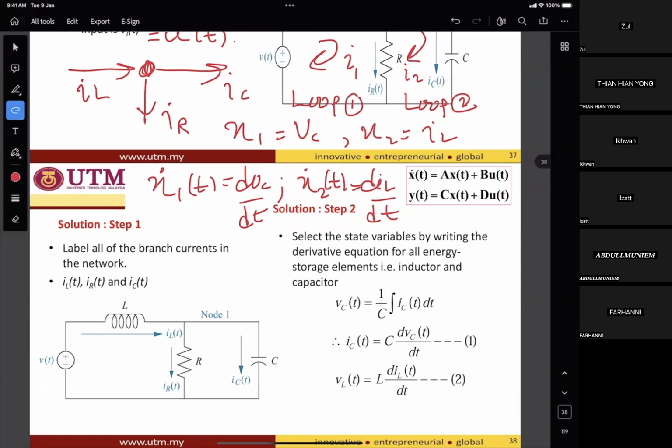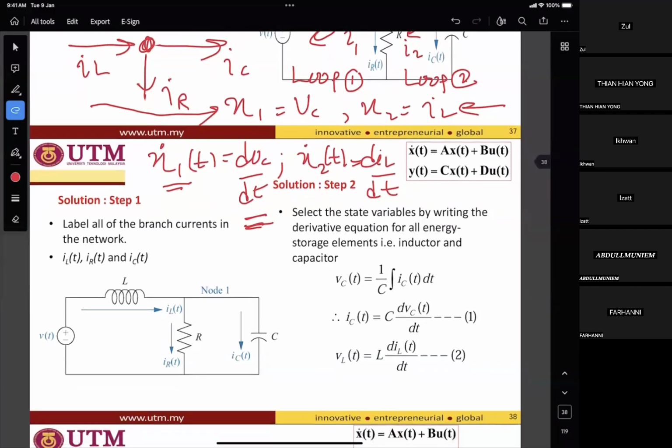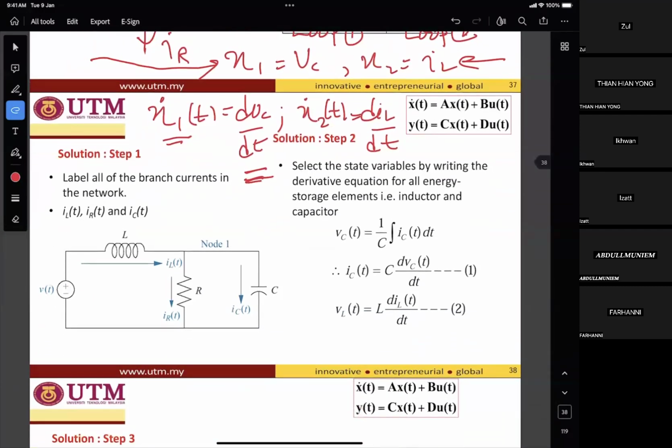The derivative state variables are dVC/dt and dIL/dt. In this question, the state variable x1 is equal to VC, x2 is equal to IL. My question is, what is the derivative state variable? So you have to differentiate. x1 becomes x1 dot, which is dVC/dt, and x2 becomes x2 dot, which is dIL/dt. Do you understand, Nadia? Too slow.